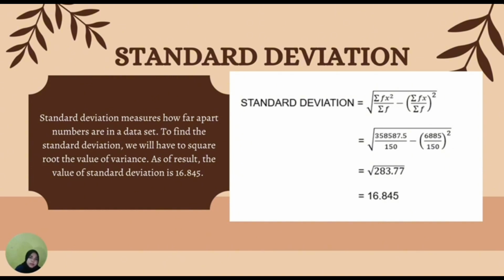Lastly, we want to find the standard deviation. The formula is given as how far apart numbers are in a data set. To find the standard deviation, we have to square root the value of variance we got as the result. Square root of 283.77, and then we get a standard deviation value of 16.845.